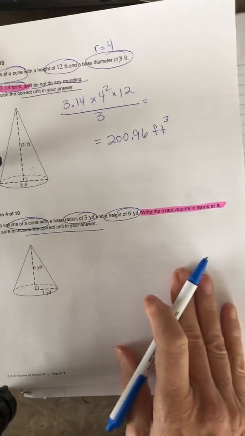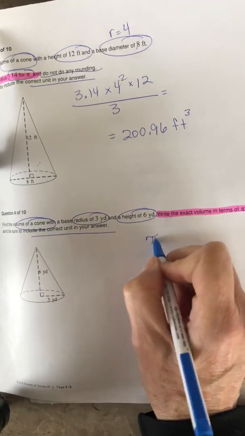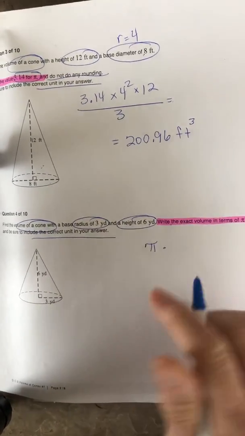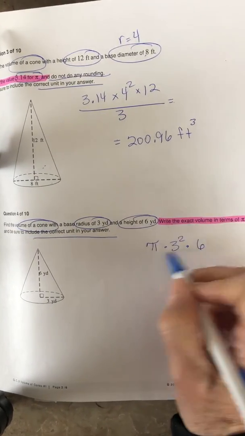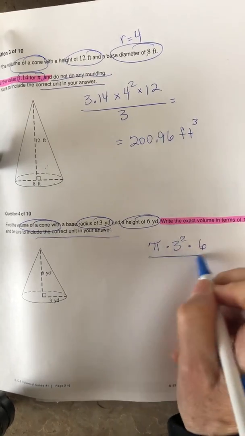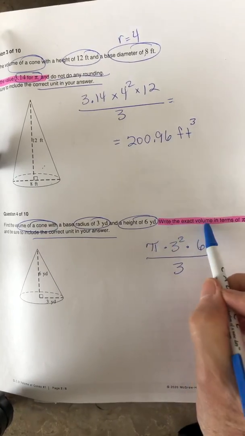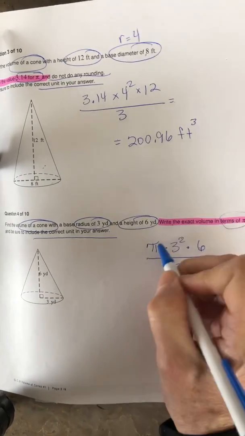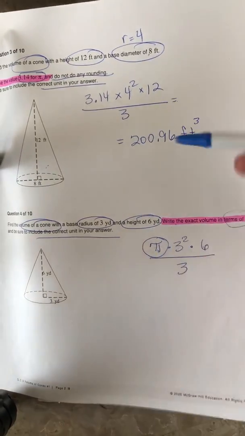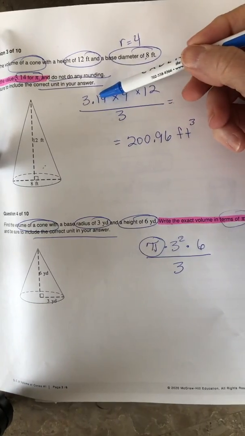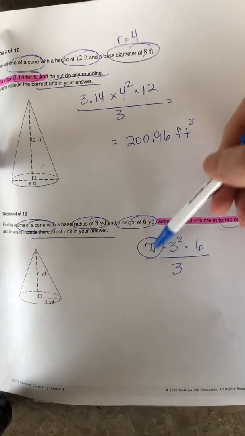And what that means, kids, is let's set up the equation, all right? We know that we have pi times, sorry that this is getting all wobbly, 3 squared times 6. That's the pi r squared h divided by 3, okay? And when it says write the exact volume in terms of pi, it means leave the pi. Don't turn it into 3.14. See up here? It's 3.14.